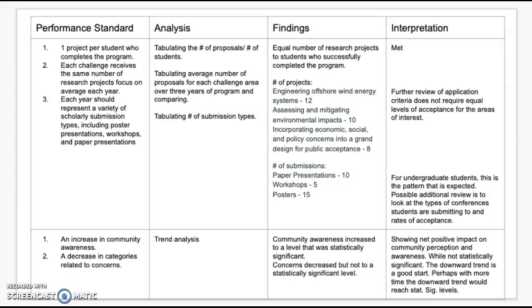The second standard is not met, but the committee interprets the shift as being a positive trend and plans to use it in their proposal for additional funds to continue the program. With additional time spent working within the community, they feel that they would continue to decrease the community concerns.